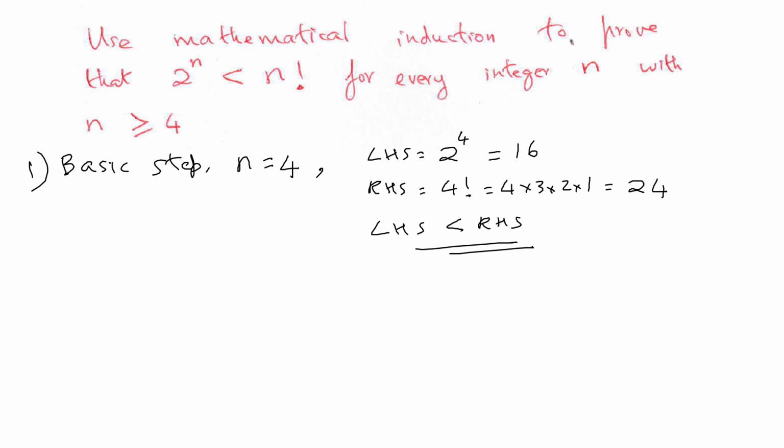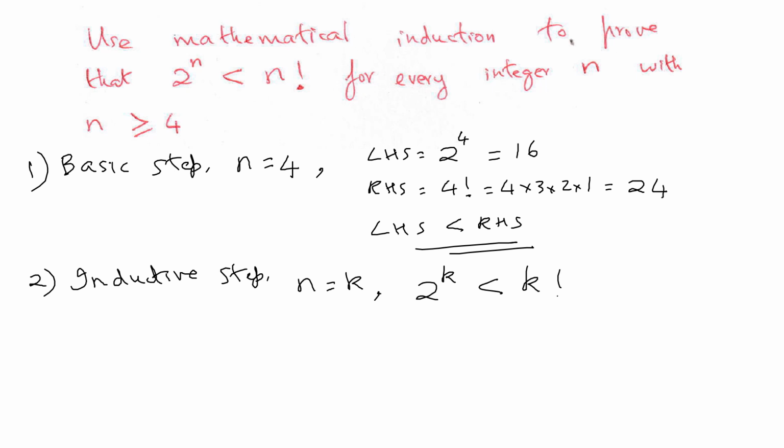Now in the second step, what are we proving? Second step is called as inductive step. So in inductive step, what we have to consider? N is equal to k. So what will be the equation when n is equal to k? Wherever there is n, you write it as k. So 2 to the power k less than k factorial. You call this as equation 1.